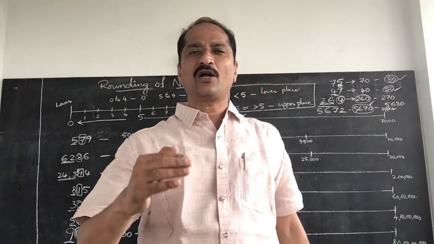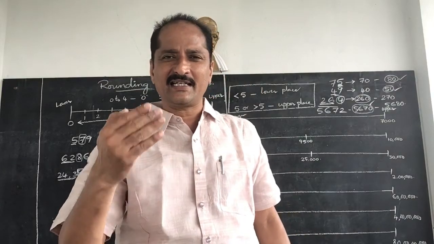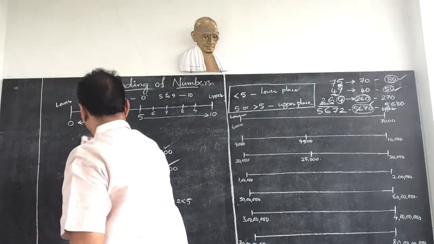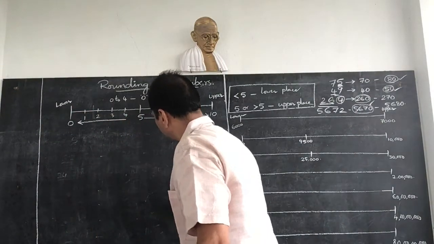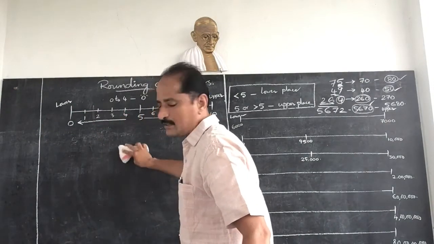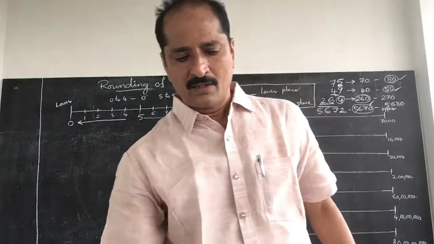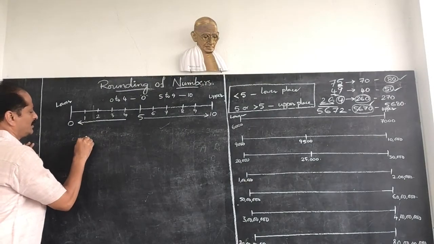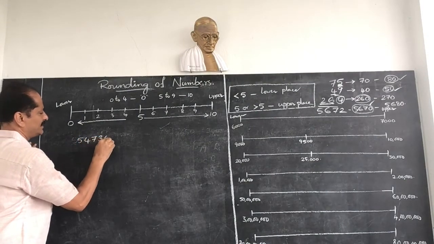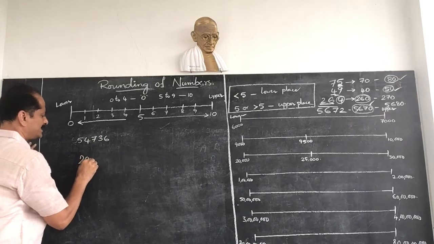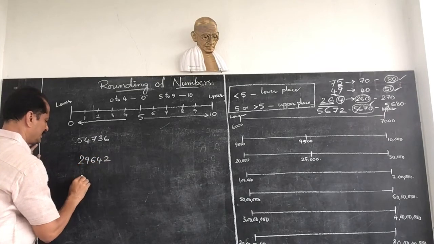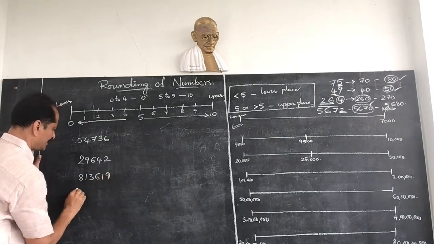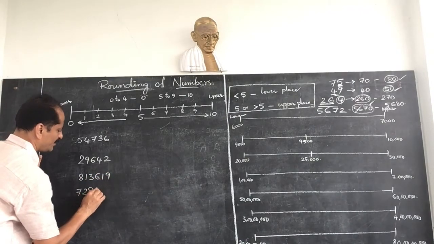Like this, we can round off to the nearest tens place, hundreds place, thousands place. Afterwards, you can see some more examples to round off the numbers to the nearest thousands place. See here: 54736, 29642, 813619, 729189.